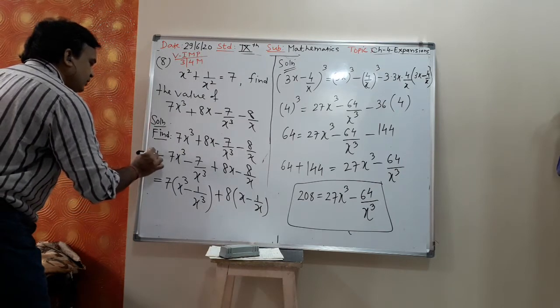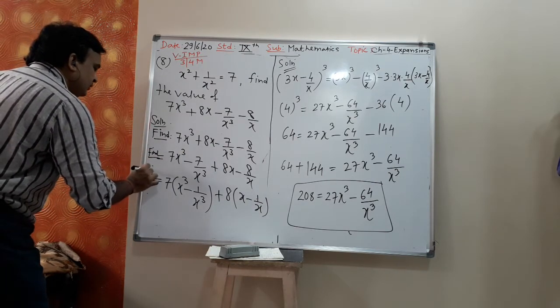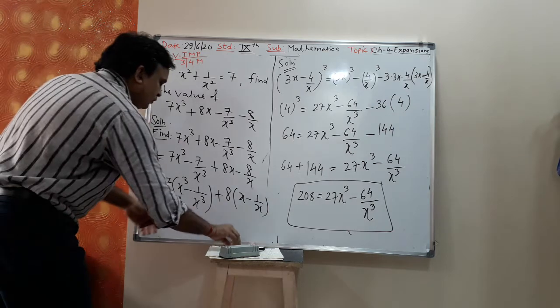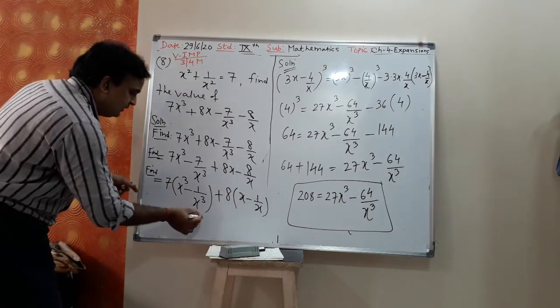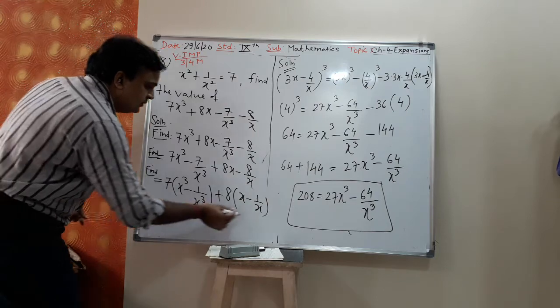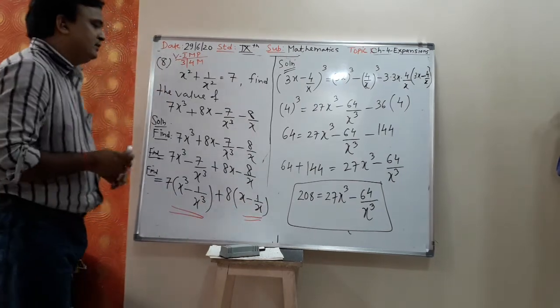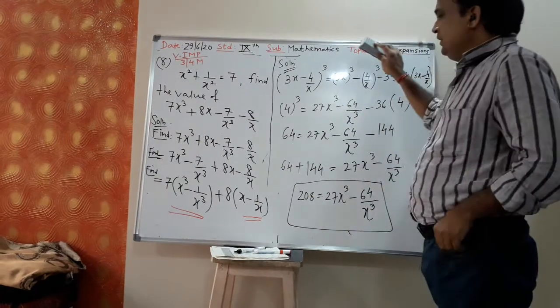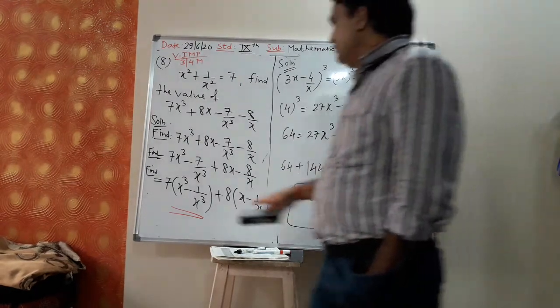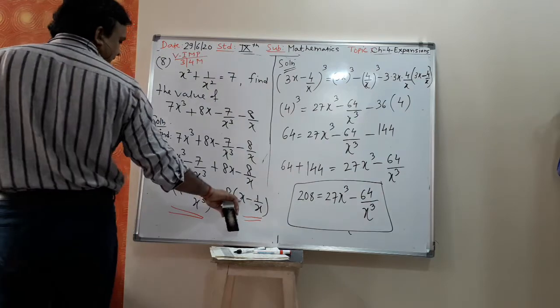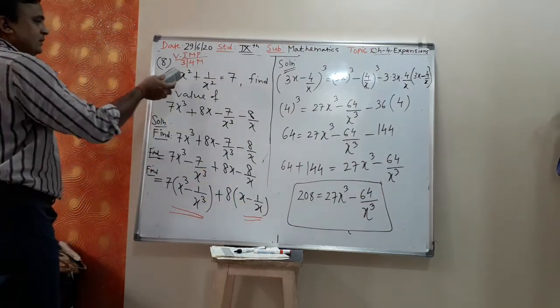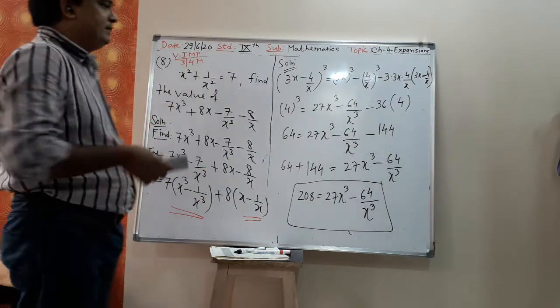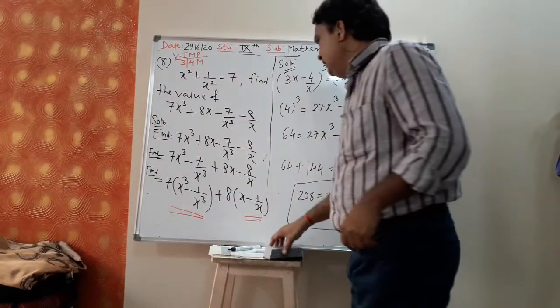This is what we want to find. To find this value, first we have to find what is x cube minus 1 upon x cube and what is x minus 1 upon x. These two terms we have to find and substitute their values, using this given part. Is it clear?